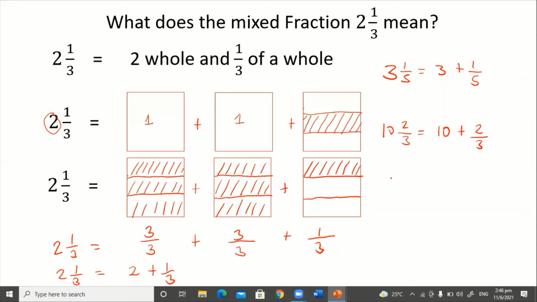Now, let's look at one last one. Let's say that we have 6 and 3 out of 5, right? What is this really saying? This is saying that we have 6 wholes plus 3/5 of another whole, right? So that's what this means.